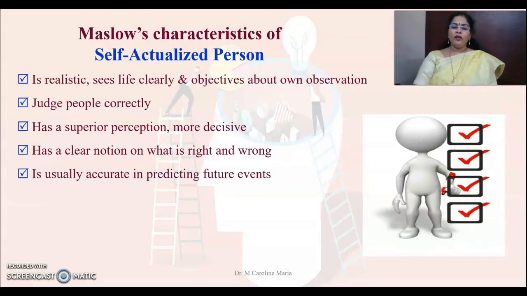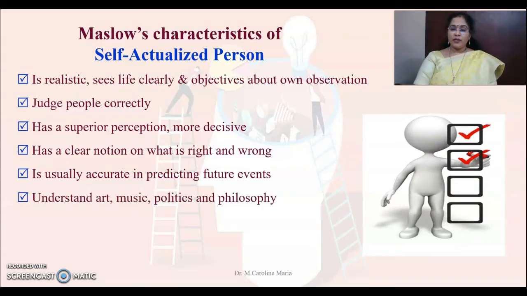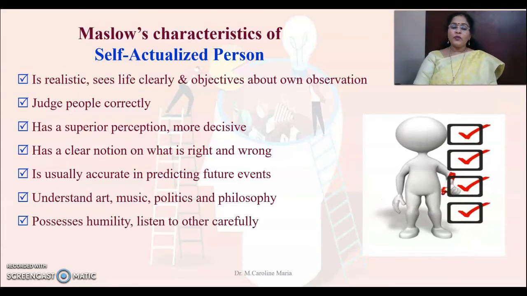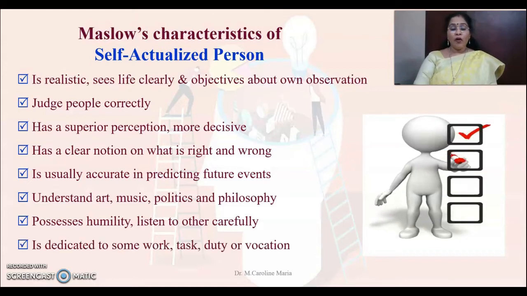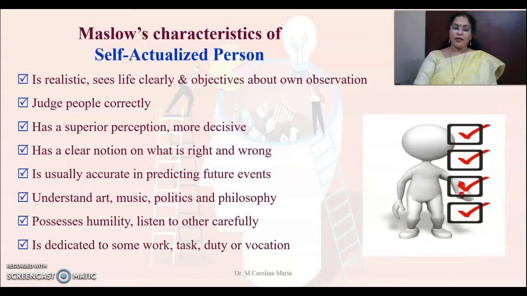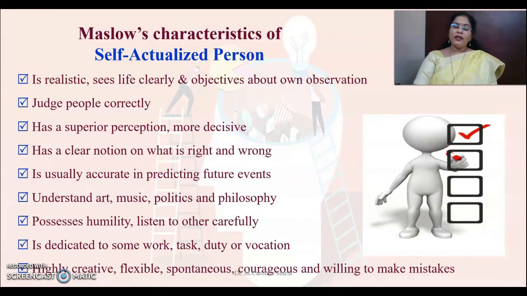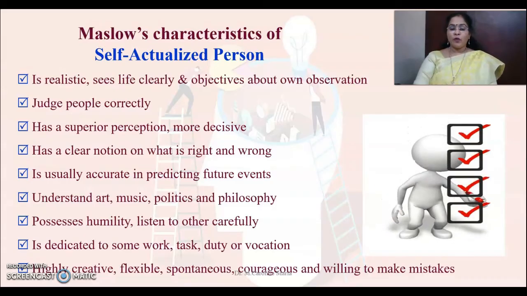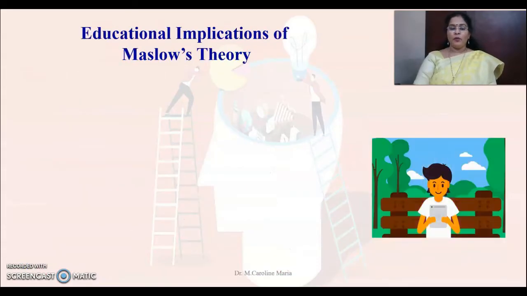Even they would say, like, in future it will be like this, like that. Okay. And they understand art, music, politics, philosophy, everything well. And they possess very good humility. Humility is being humble. So even after reaching the highest position, they may be very humble. You could see A.R. Rahman, how humble he is, and they listen to others carefully, and always have an open-mindedness to learn from others, and they dedicate themselves to their work, task, duty, and occasion. They are highly creative, flexible, spontaneous, courageous, and willing to make even mistakes, and they learn from their own mistakes.